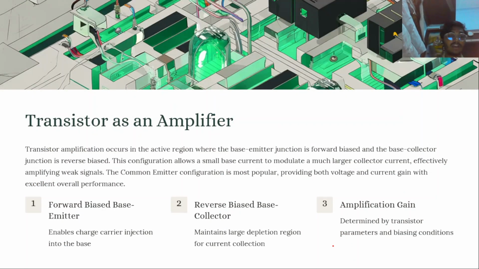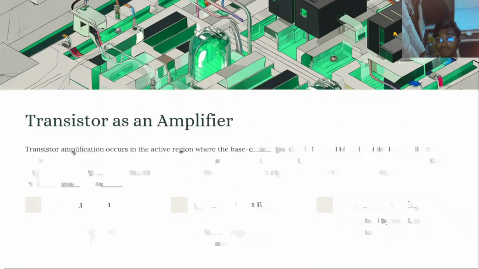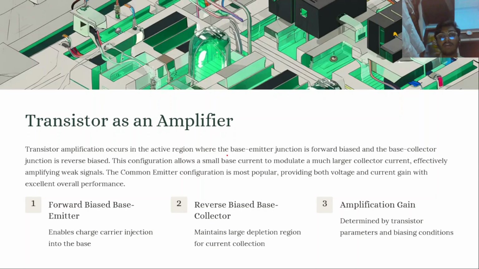Before that, we can learn about the transistor when acting as an amplifier. What is the main function of the transistor? It acts as an amplifier and a switch. When a transistor acts as an amplifier, a small current in the base results in changes in the large current in the collector. Transistor amplification works in the active region. Active region means the base emitter junction is forward biased and collector base junction is reverse biased.